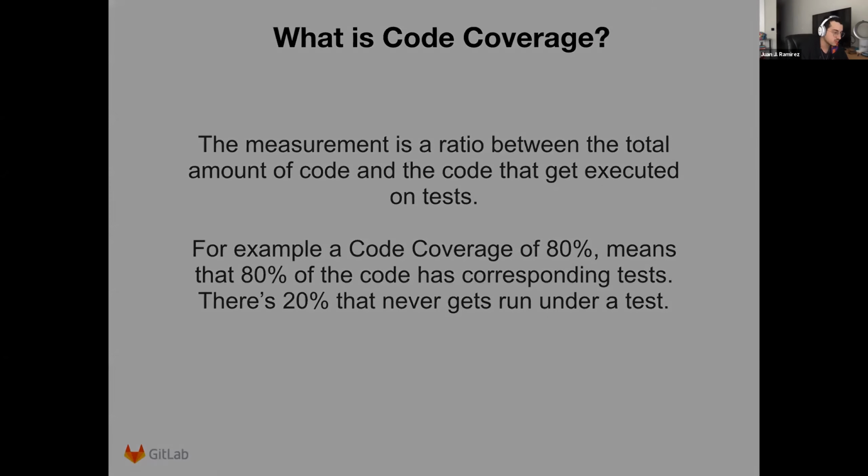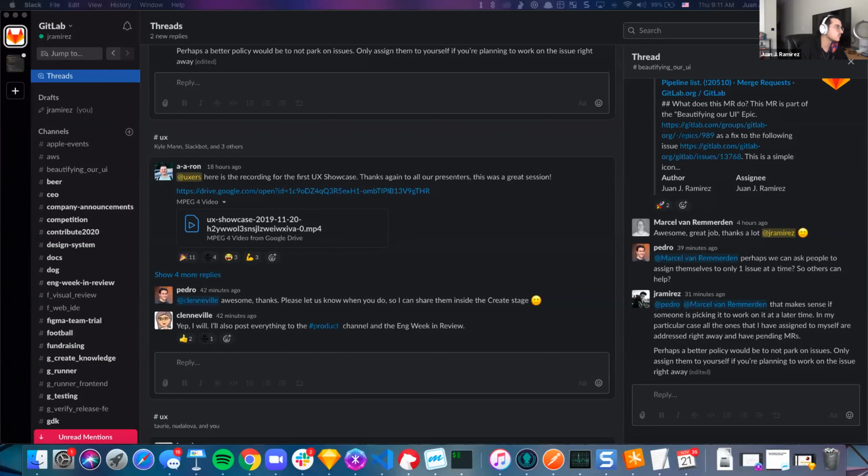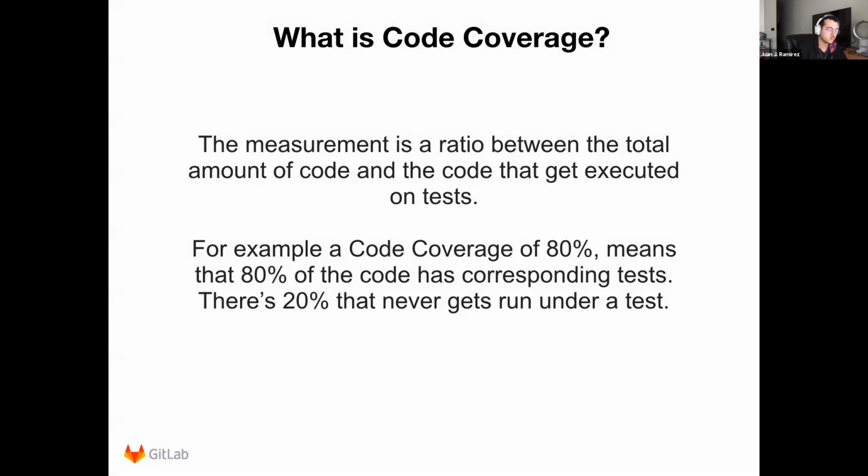Sorry, I just had one more thing there. Basically, code coverage is a measurement. It's the ratio between the amount of code and the code that gets executed in the tests. For example, a code coverage of 80 means that 80% of the code is being run through the tests, and there's 20% of the code that never gets run under a test. The reason this is important is that a development lead might want to know why 20% of the code is not getting run under tests.